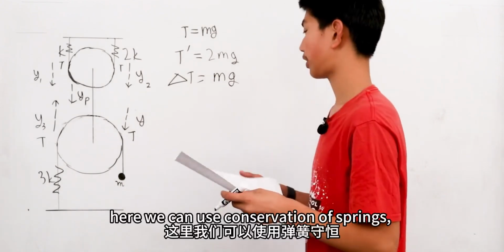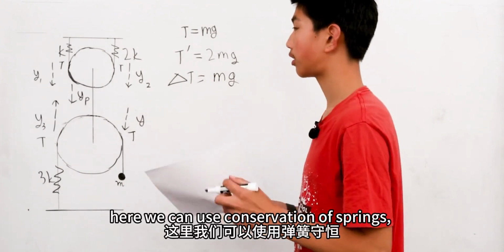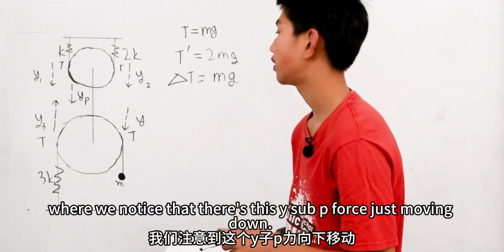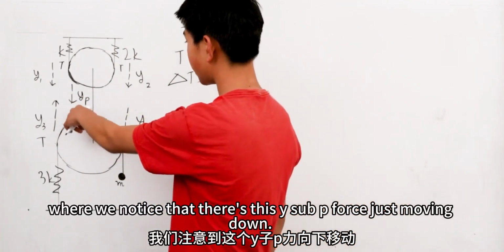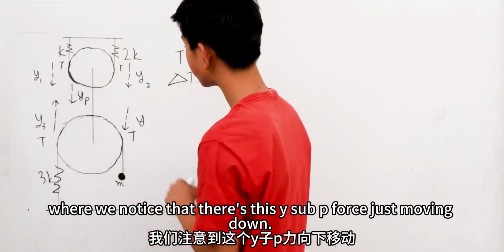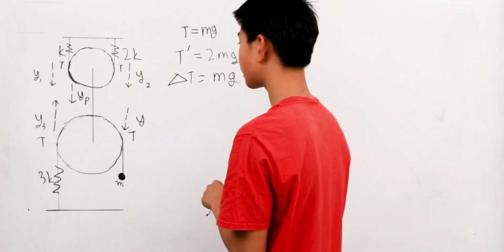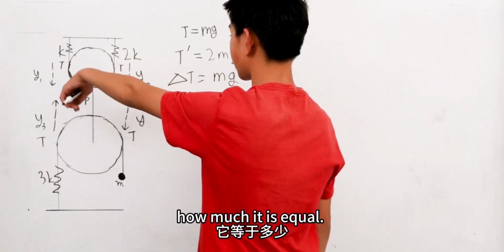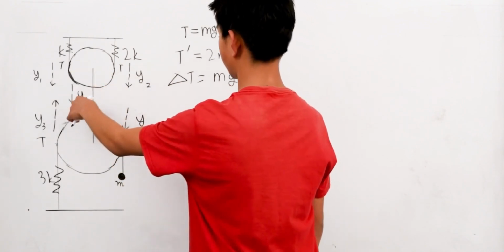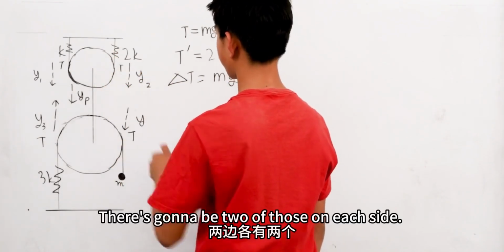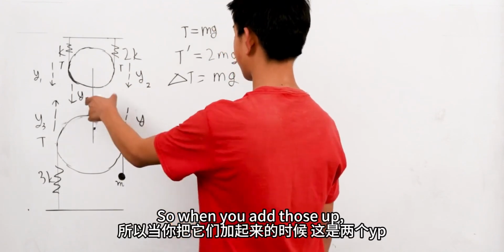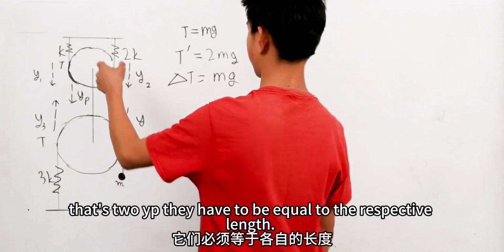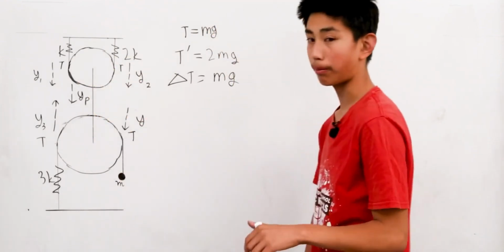Now, here we can use conservation of springs, where we notice that there's this y sub p force just moving down, and this is the magnitude that is moving down. How much? There's going to be 2 of those on each side, and so when you add those up, that's 2yp. And they have to be equal to the respective length these two springs stretch on top.